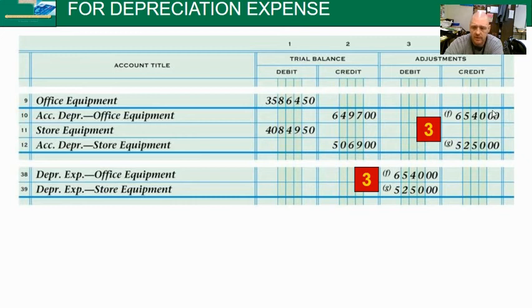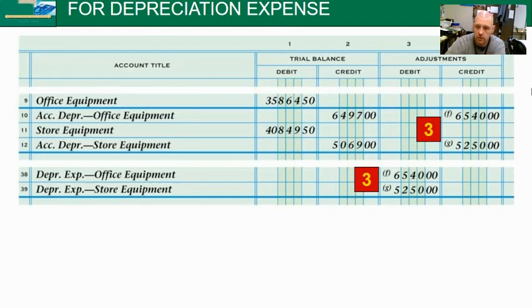We could look at this and say, well, this is 2-year-old equipment, right? We bought it 2 years ago. We used up $6,500 last year. We're using up another $6,500 this year. Book value of that piece of equipment is $35,864.50, minus the $6,400 used up last year, minus the $6,500 we used up this year. Book value of that piece of equipment should be $22,827.50.